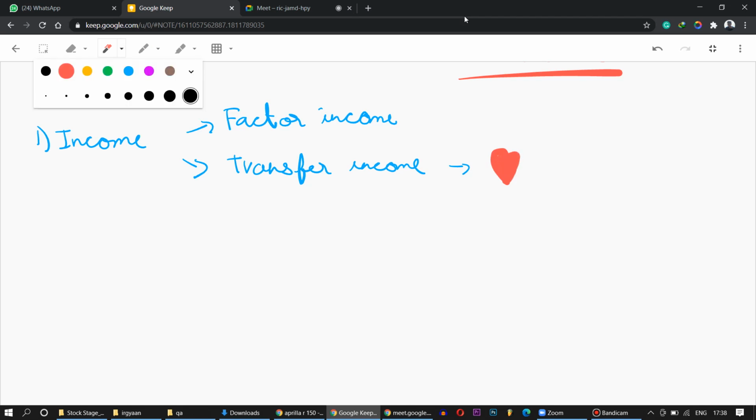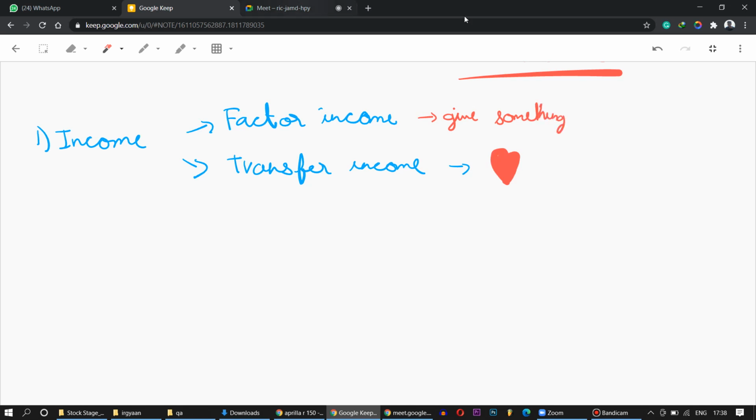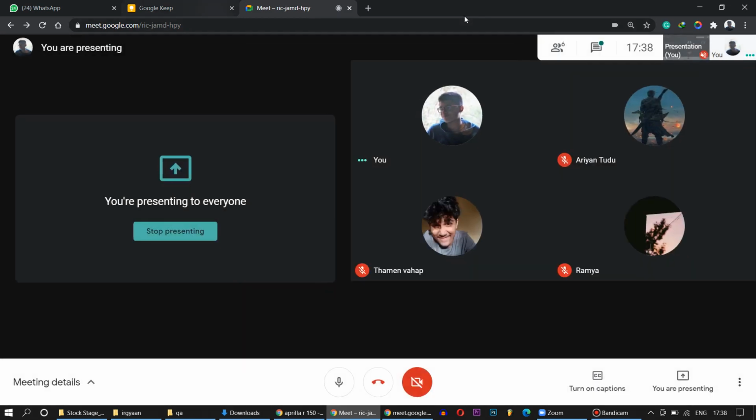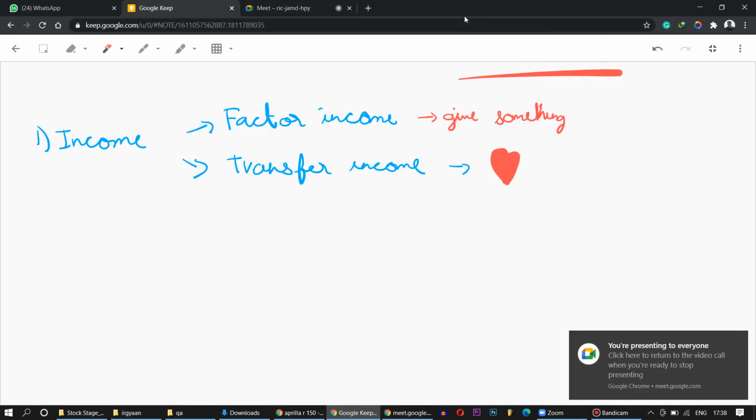However, factor income is not free. You have to give something. That means you have to sacrifice something. Only then you will get money. You have to give something and only then you will receive money.